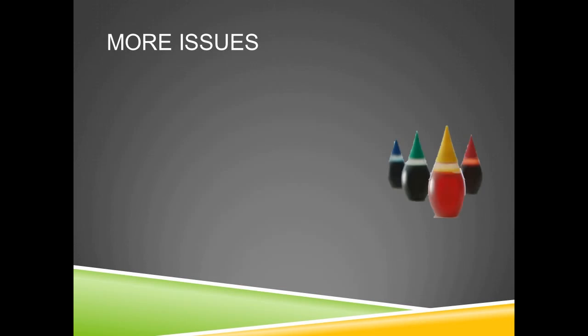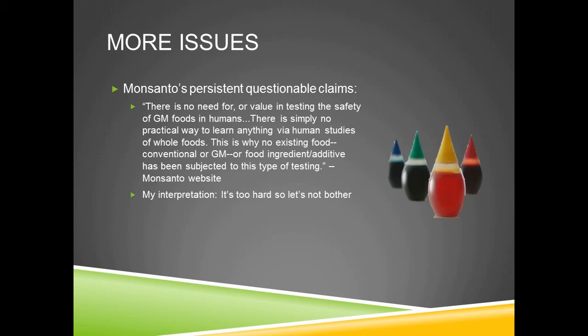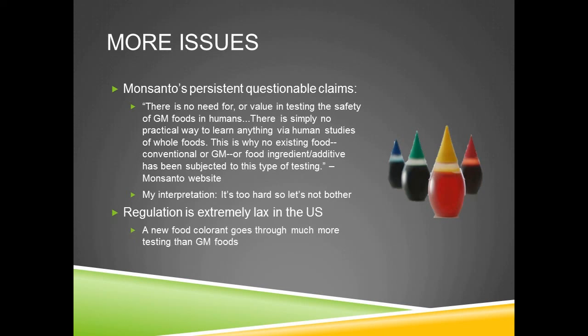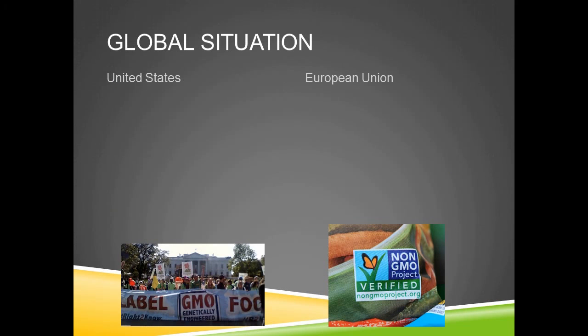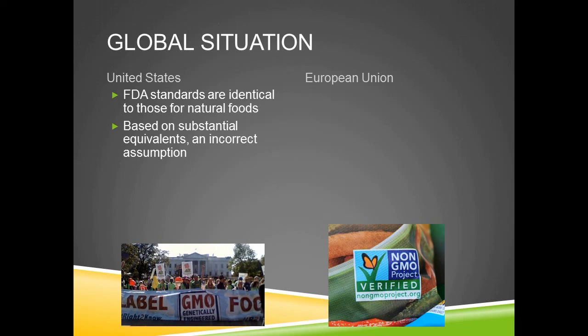There is much more controversy about this topic, chief among which are Monsanto's questionable claims and the incredibly lax, almost non-existent, regulation of GM foods in the U.S. In the United States, regulation is nearly non-existent. FDA standards are the same for GM foods as they are for foods produced by natural breeding. What regulation is in place is based upon the false idea that GM foods are substantial equivalents, meaning that new genes will be no different from what is normally in plants eaten by people.